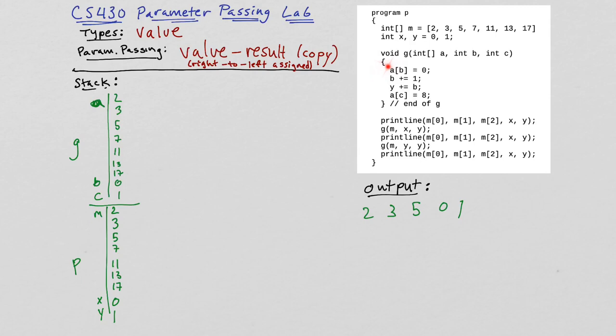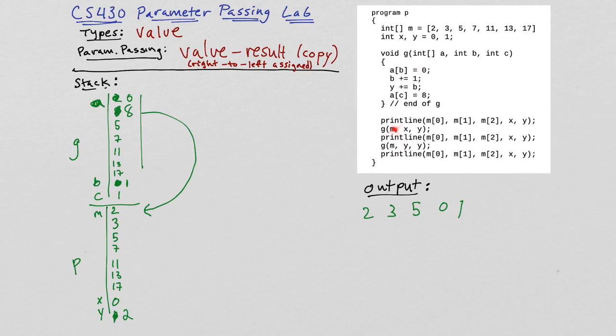And now I'm going to run the code. A sub B gets 0, B plus equals 1, Y plus equals B, A sub C gets 8. So now I've run the code, but now I actually have to copy everything back down. So where did A map to? Well, it maps to M. That's what the actual parameter that got passed into A was, M. And so now the value of A is going to be copied back into the value of M.